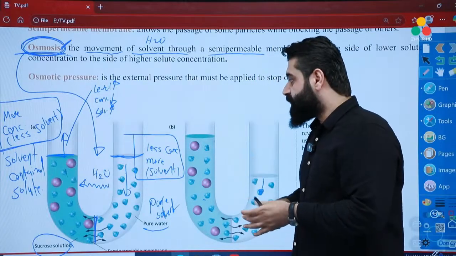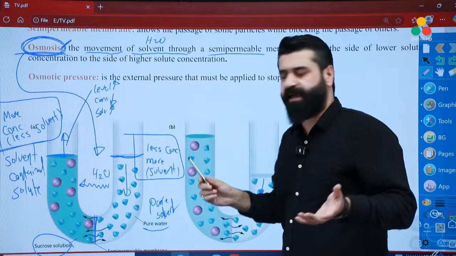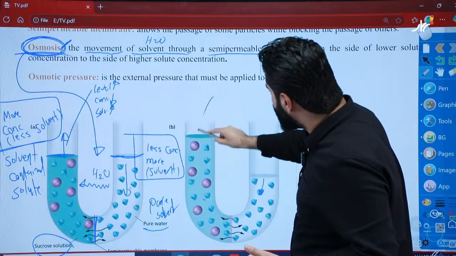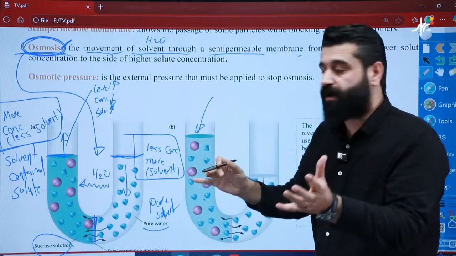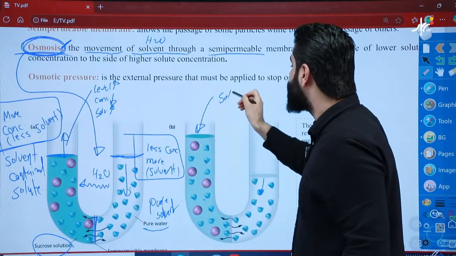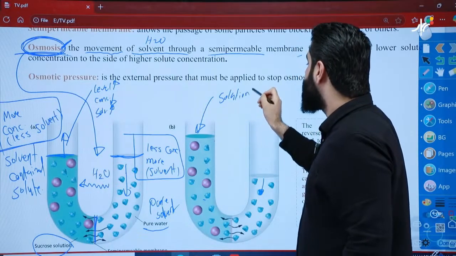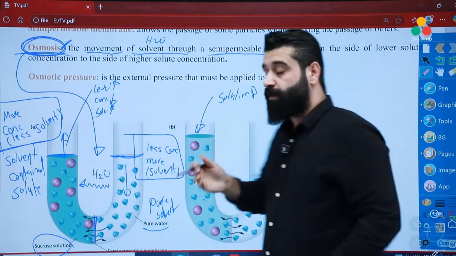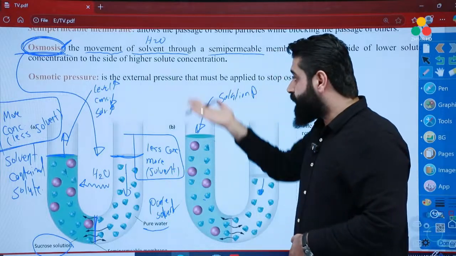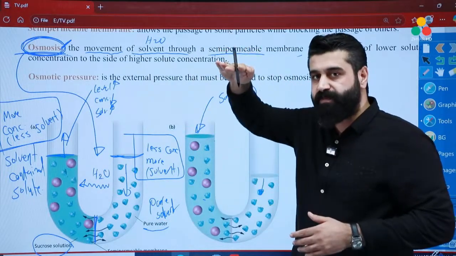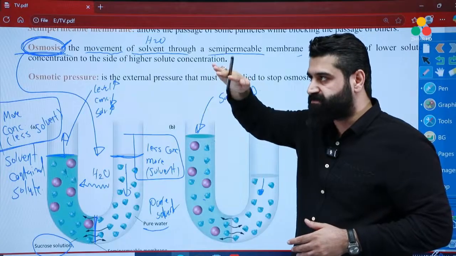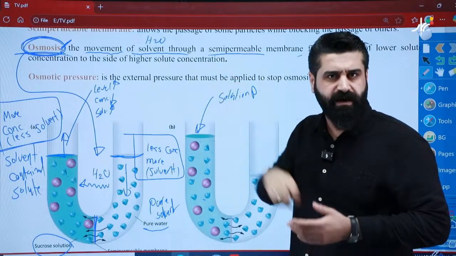So it must be stopped at some point, because with the elevation of this side, it will produce its own pressure, which is called solution pressure. Once the level is increased, it will produce a pressure which makes the process stop somewhere, right?